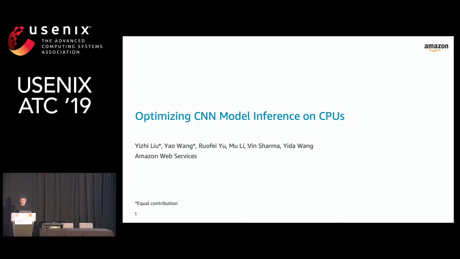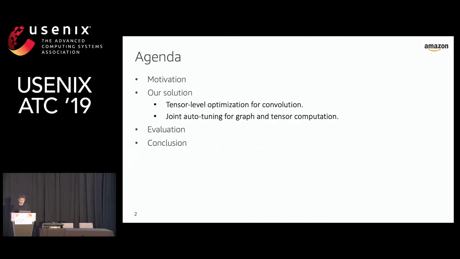Today I'm going to present a comprehensive approach of CNN model inference on CPUs. This presentation consists of three parts. First, I'll describe the motivation of our work, and then the approach we use to tackle the problem, including tensor level optimization and tensor graph joint tuning. Finally, I'll show our evaluation results and conclusions.